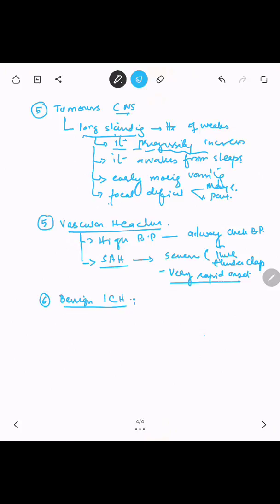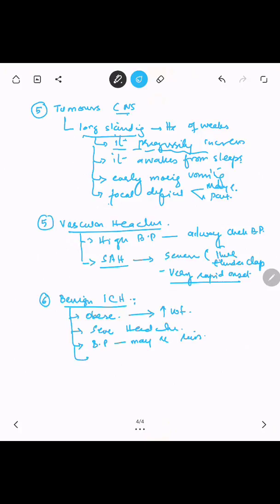Then there is another cause we call benign intracranial hypertension. Okay, so in this cause, mostly the child will be obese. Okay, child will be obese, increased weight. Okay, and he will be having severe headache, and he will be having problems in his lifestyle. Okay, so you need to measure his blood pressure, it may be raised.